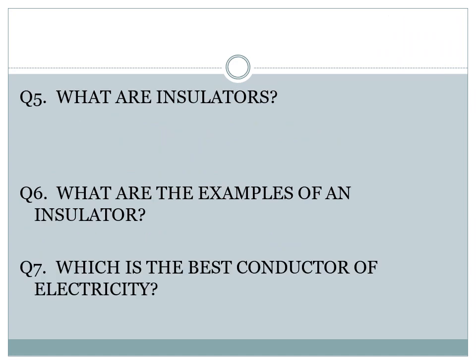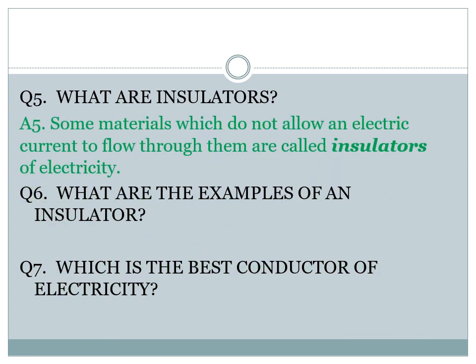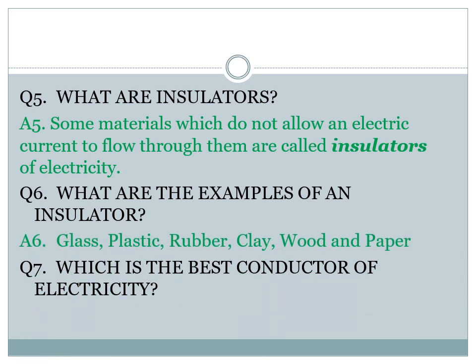Question number 5. What are insulators? I know grade 5 will know question number 5 very well. So what are insulators? Some materials which do not allow an electric current to flow through them are called insulators of electricity. That's very good. And how many insulators have we described till now? What are the examples of them? Glass, plastic, rubber, clay, wood and paper. If you've got them right, that's very good. I know grade 5 is very good.